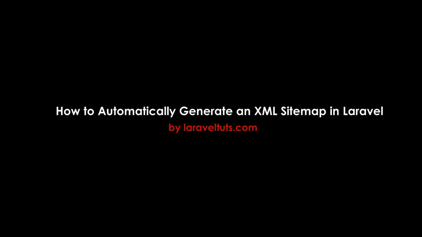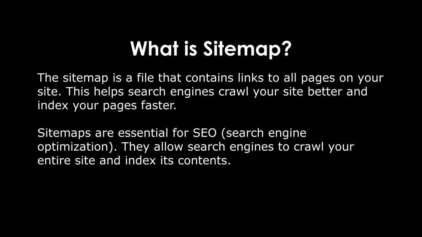How to automatically generate an XML sitemap in Laravel. What is a sitemap? A sitemap is a file that contains links to all pages on your site. This helps search engines crawl your site better and index your pages faster.